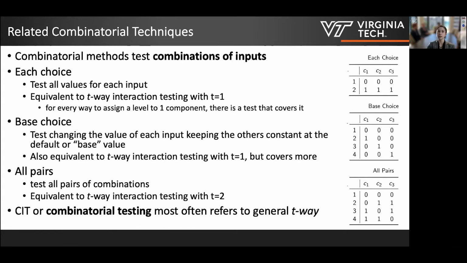So that's really easy to see for the pair C1 and C2. If we look at C1 and C3, they go in a slightly different order. They go 0, 0, 0, 1, 1, 1, 1, 0. And then it's also fairly easy to check for C2 and C3. For combinatorial interaction testing or just combinatorial testing, most often we're referring to just the general T-way interaction testing.